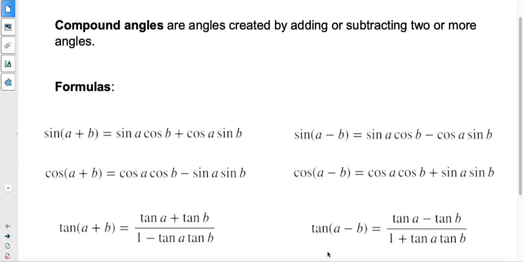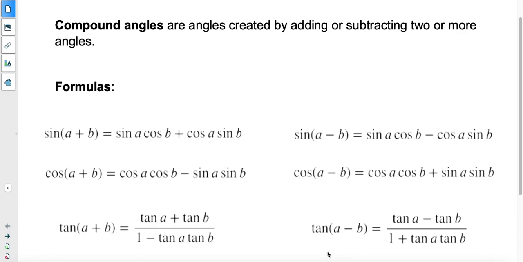Hi everyone. In this video, we're going to look at compound angle formulas. Now, compound angles are angles created by adding or subtracting two or more angles. Let's say we had two angles, A and B, and we added those two angles together. Then, we could express the sine, cosine, and tan of A plus B.